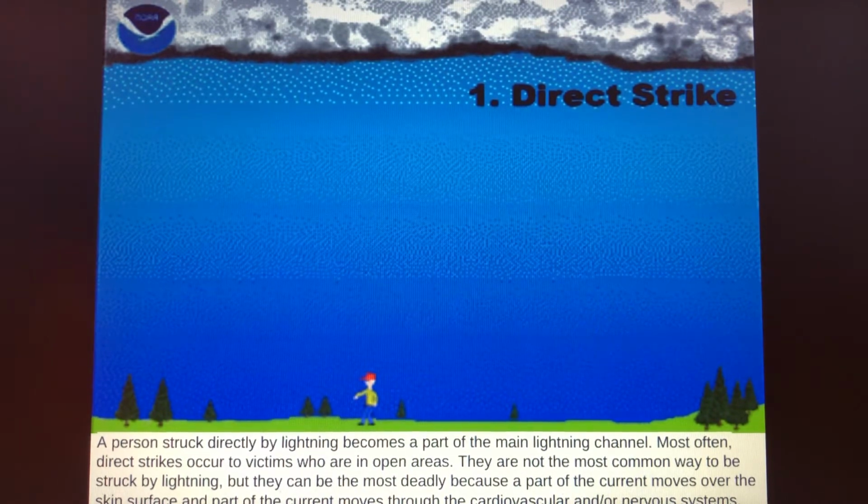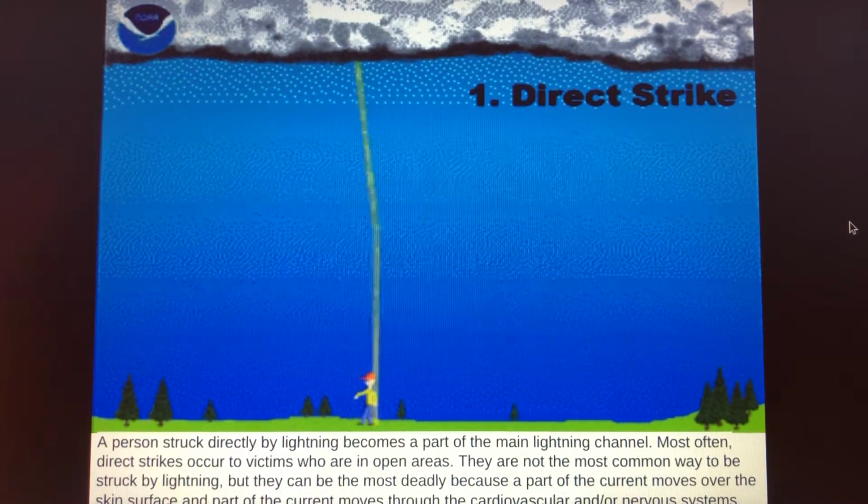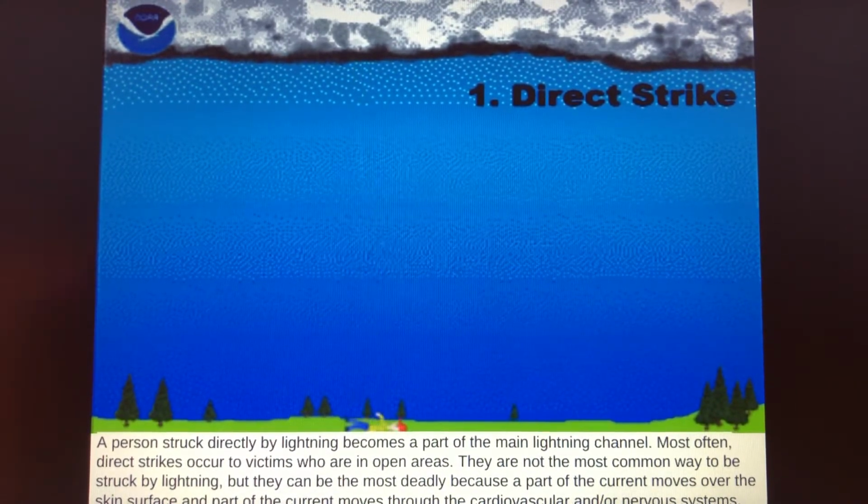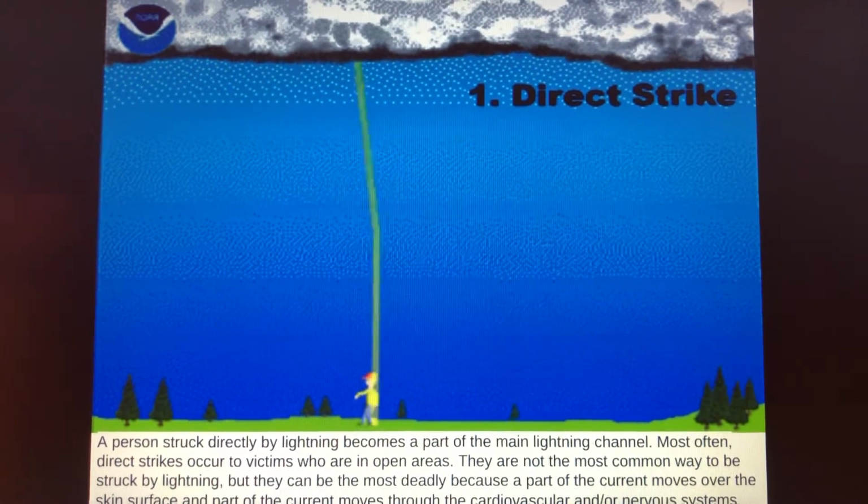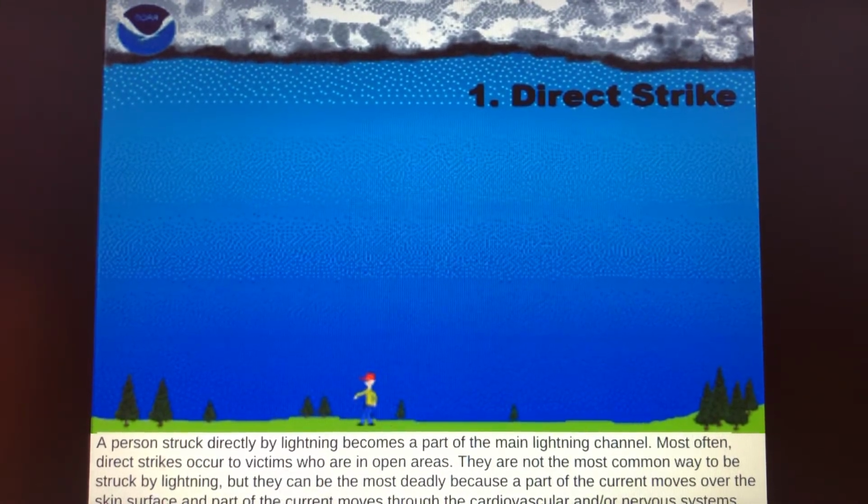So a direct strike is exactly that, getting struck directly by the lightning. You become part of the main lightning channel. Most often, if you're going to get struck by a direct strike, you're in an open area or you're near something very tall, and that's going to attract the lightning. So it is the most deadly because the current goes right across your skin, through your heart, your nervous system, and it really does destroy all those systems.